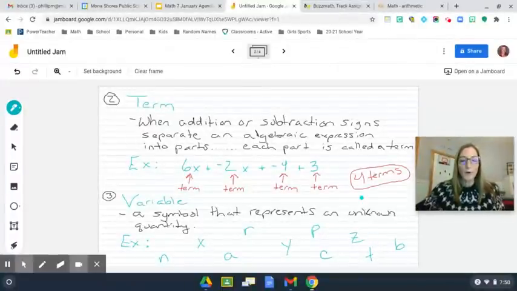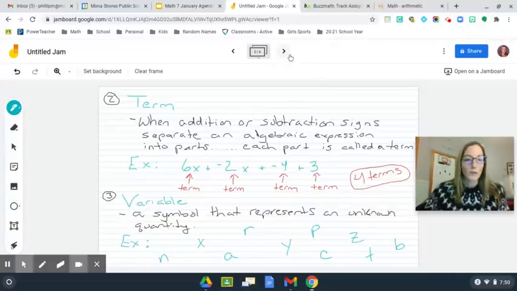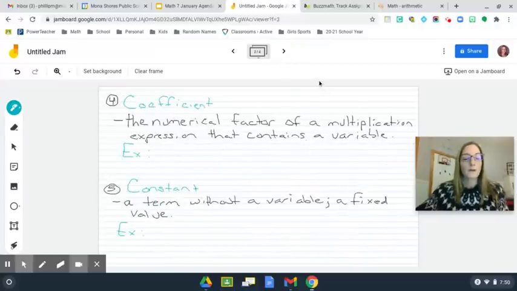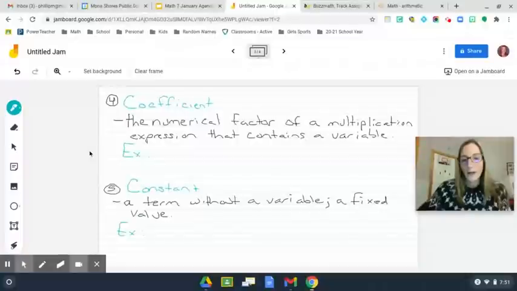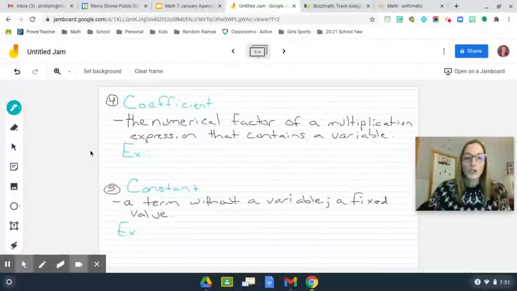All right, I'm going to keep going. We have 3 more. And again, don't forget, you can pause as you go to keep up, go back, whatever time you need. So I'm going to go to page 3. And the next one we're going to look at is coefficient. So this is a numerical factor of a multiplication expression that contains a variable. Coefficient: the numerical factor of a multiplication expression that contains a variable.